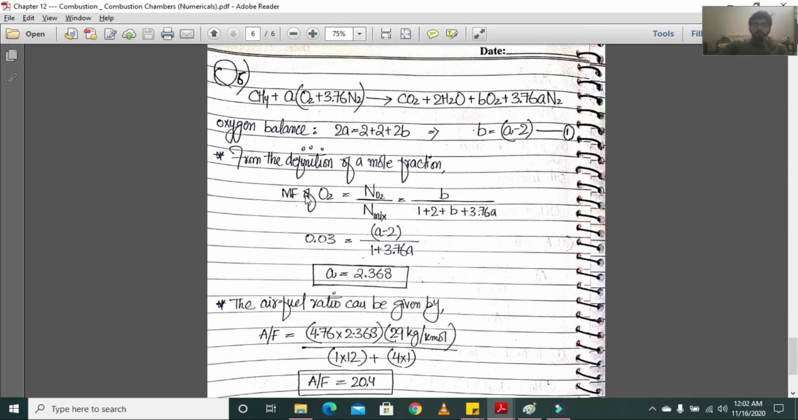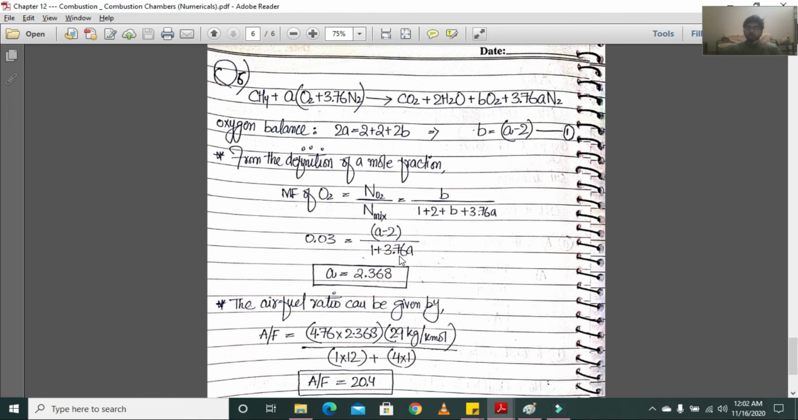Since the mole percentage was given as 3%, if I convert it into fraction form, I get 3 upon 100, which is 0.03. So this 0.03 is equal to B over the total moles, where B, which we got earlier by balancing the oxygen, is equal to A minus 2. I replace it in this equation, so I get A minus 2 upon A plus 1 plus 3.76 times A. And when I solve it to obtain the value of A, I get 2.368.